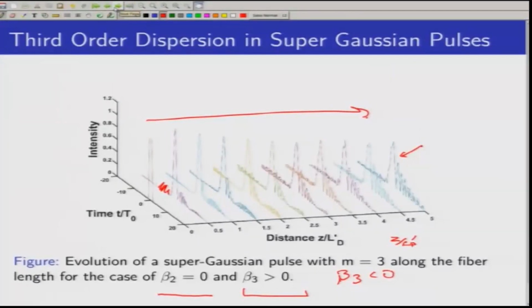And the last case we studied was dispersion in super Gaussian pulses. We saw the evolution of the pulses in this 3D figure as it moved along the fiber, and we saw a significant amount of distortion and oscillatory behavior and the pulse becoming asymmetric as it moved along the fiber, as compared to the simple Gaussian case. And as the next step, in future lectures, we will also see what the nonlinearity parameter does to the pulse propagation equation. Thank you.